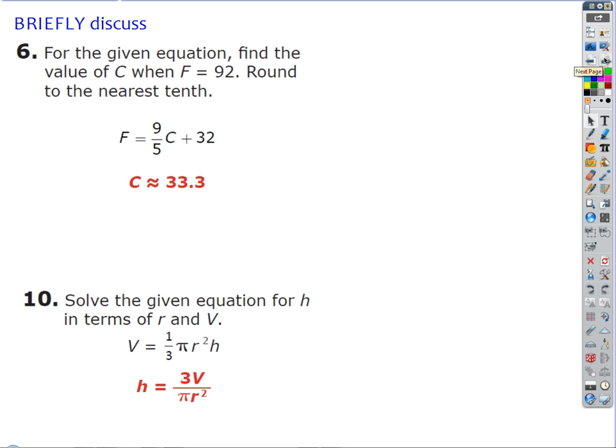Stuff like this, same kind of thing. For the given equation, find the value of c when f is 92. So what would I do? Good, I put in 92 for f. That's going to become a 92, and then what? Solve for c. Isolate c, right? And just get an answer, okay?